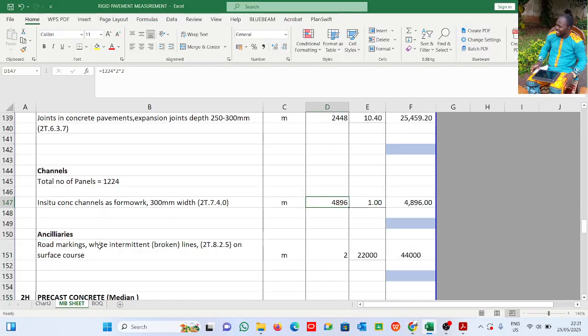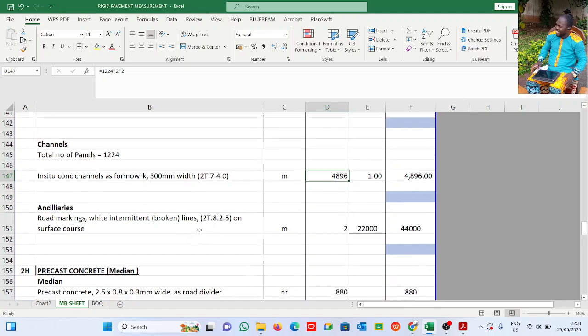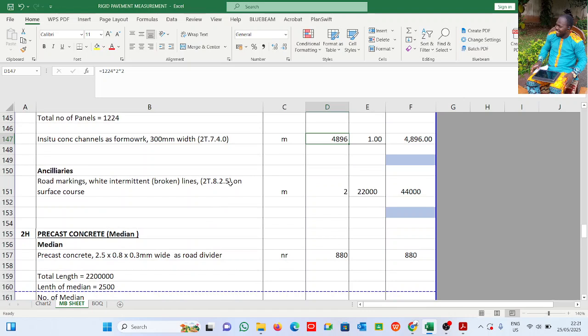All right, now ancillaries, we have road markings. The same way you put markings on flexible pavement, you put markings also on rigid pavements. Right, 2T.8.2.5. It goes the whole length, 2200 meters. We have it for two sides.